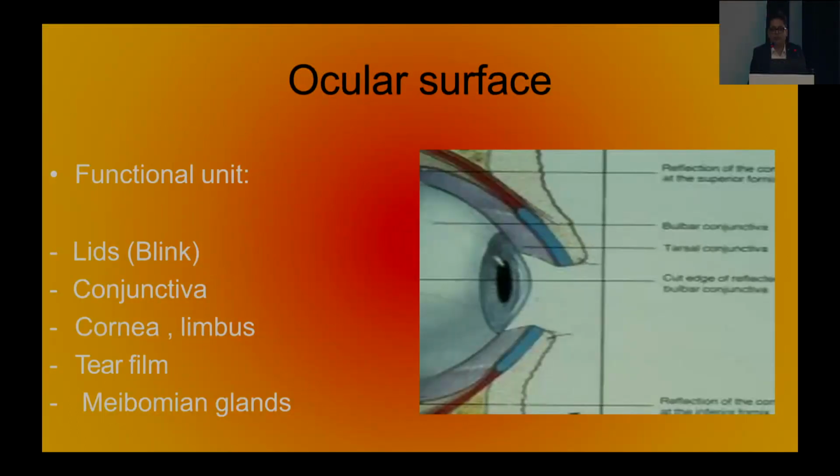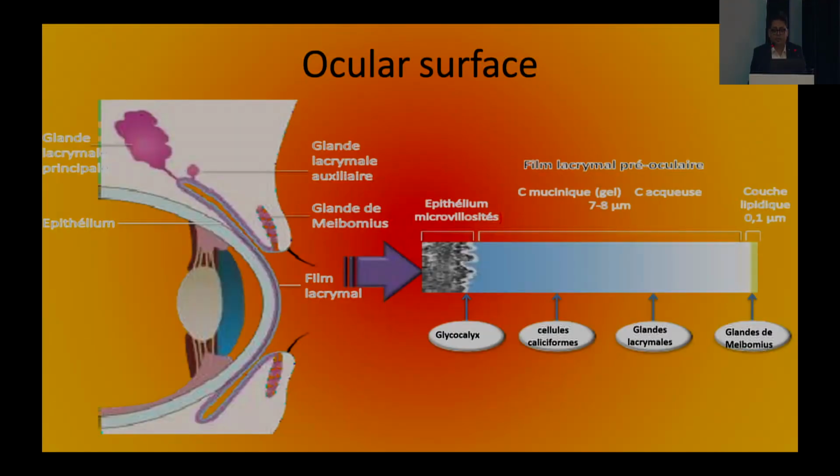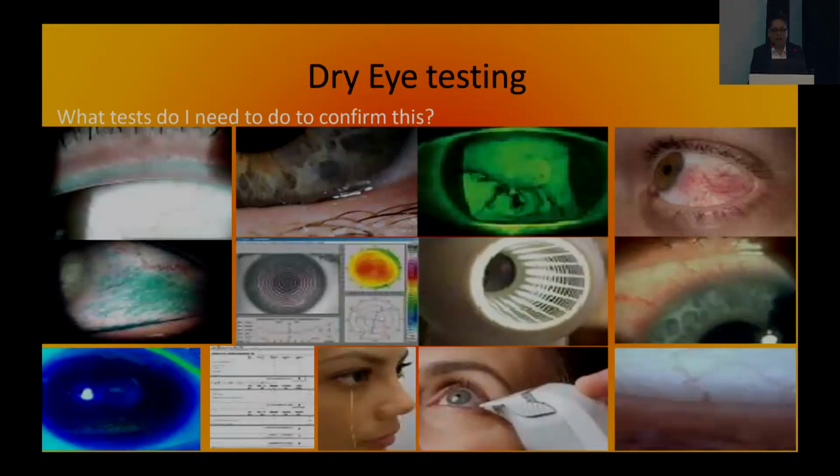To make it very simple, from the definition we discussed, the ocular surface components are the functional units of the blink reflex, the conjunctiva, the cornea and the limbus, the tear film and the Meibomian glands. Now for recent diagnostic modalities, the whole ocular surface is maintained well by being covered by the tear film. The normal tear film has a lipid layer, aqueous layer, mucin layer and the epithelium. We should check the normal evaporation rate and the normal blink reflex whenever we are dealing with ocular surface disease. Now, what are the advanced tests?